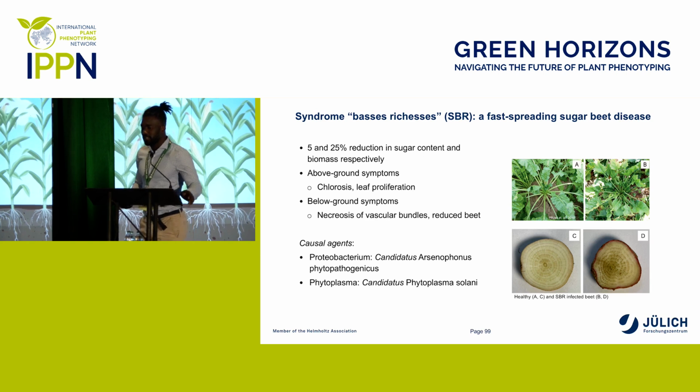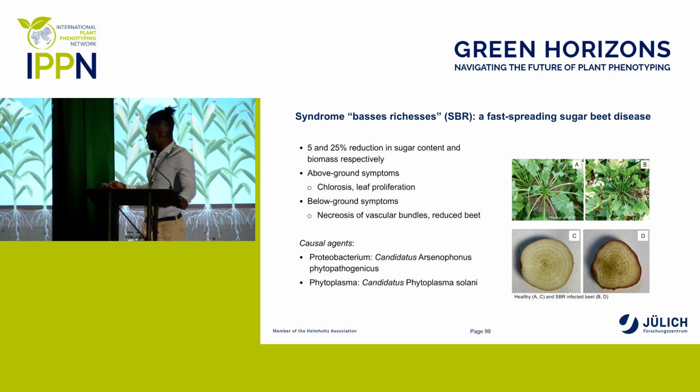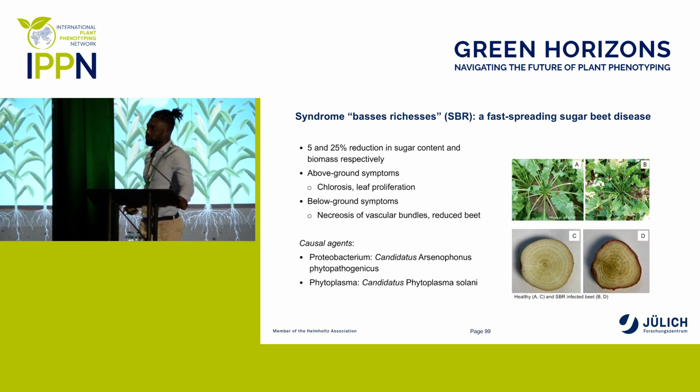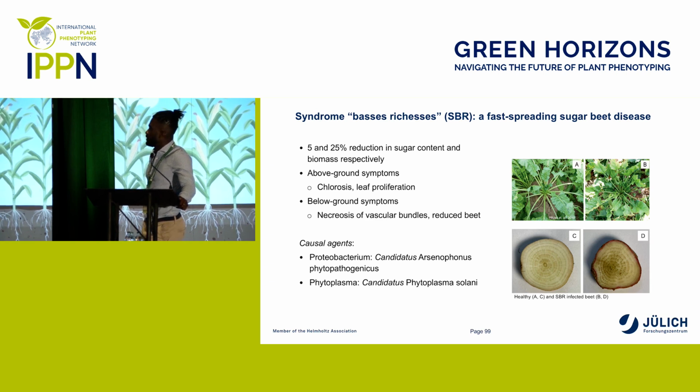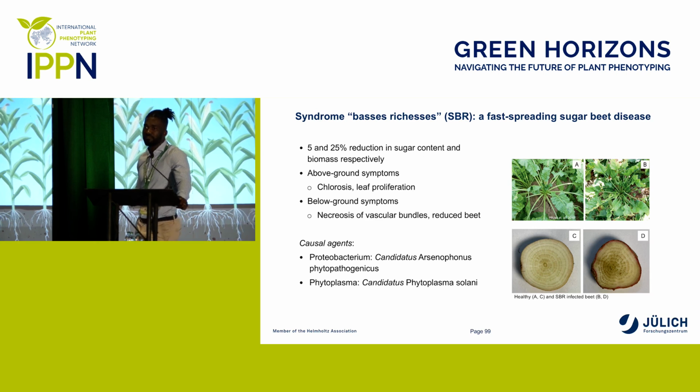If we dig into the below ground section, we see some brownish discoloration in the vascular bundle. So if we slice into a sugar beet of an SBR infected plant, we see that portions of the cross section show some brownish discoloration within the vascular bundles. And this is basically the main symptom expressed for sugar beet infected plants.